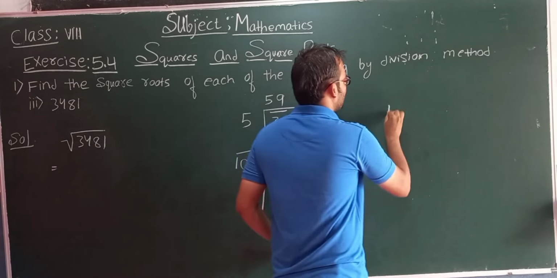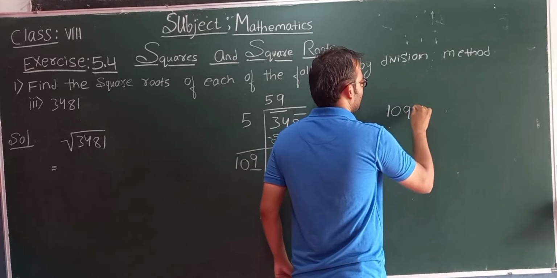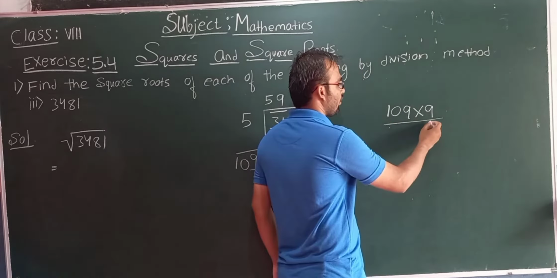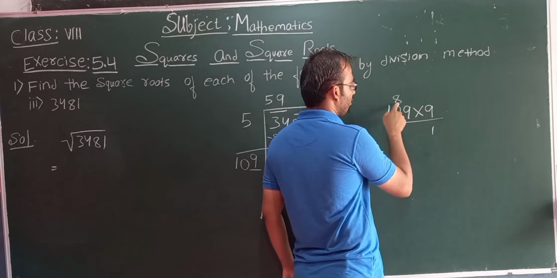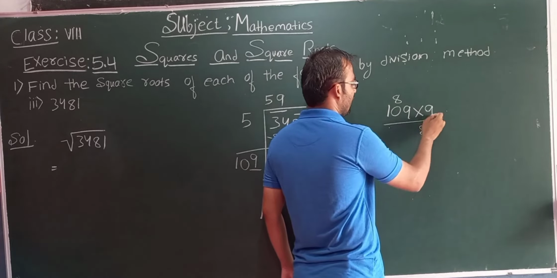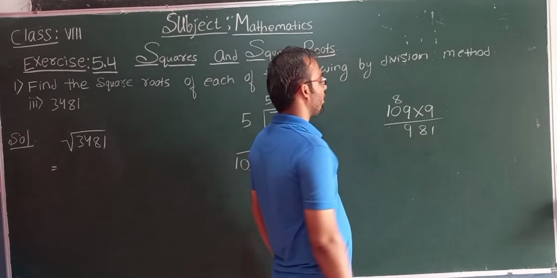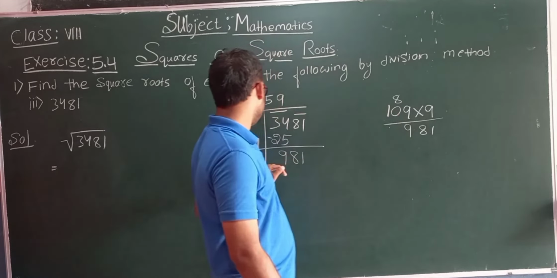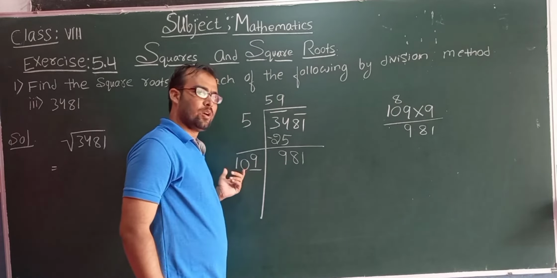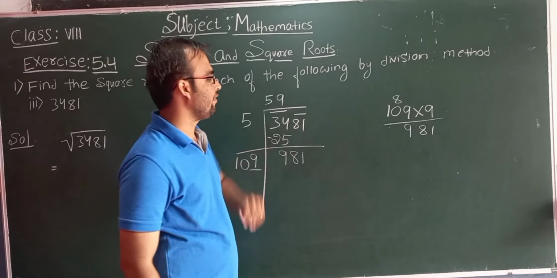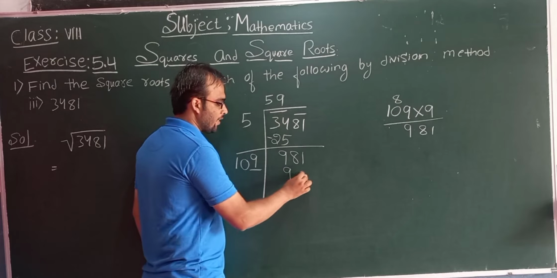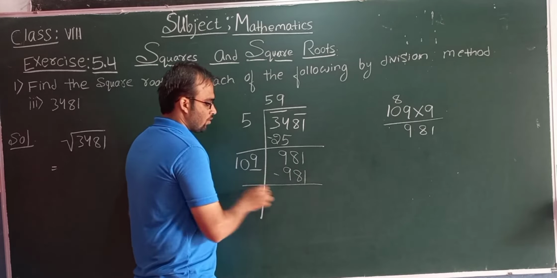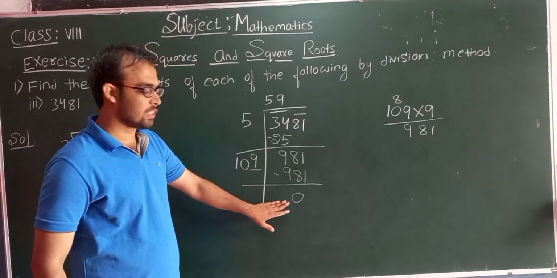Okay, so here 9 9s are 81, 1 and 8 carry, 9 zeros are 0, 0 plus 8 is what? 8, 9 ones are 9. Okay, look here students, when we fill this blank with 9 and multiply 109 with 9, what are we getting? We are getting 981. So 109 times 9 is 981. So here we have got the remainder as 0.